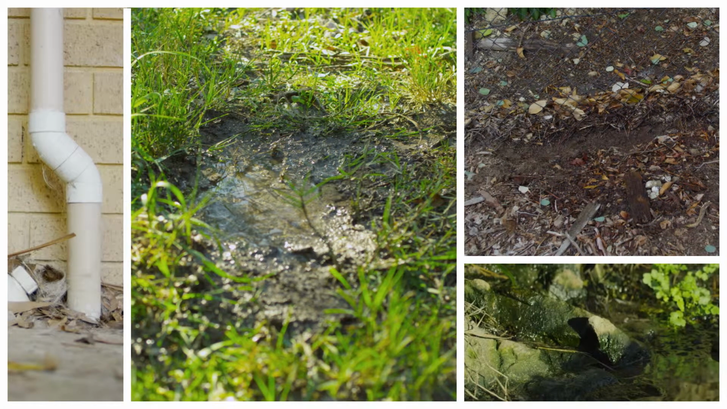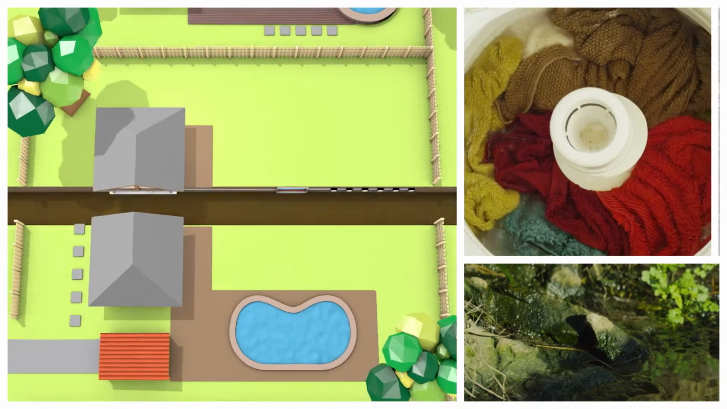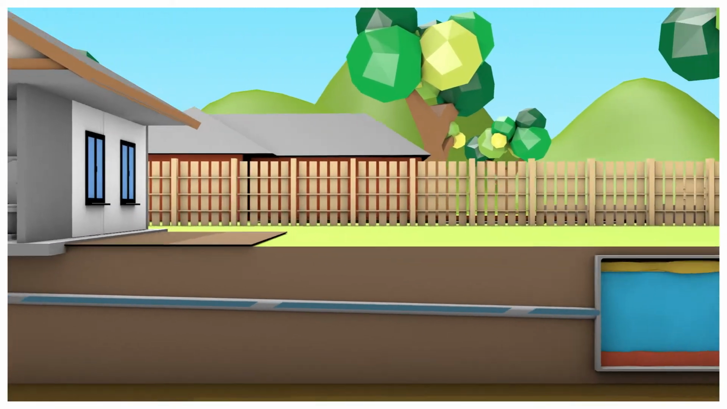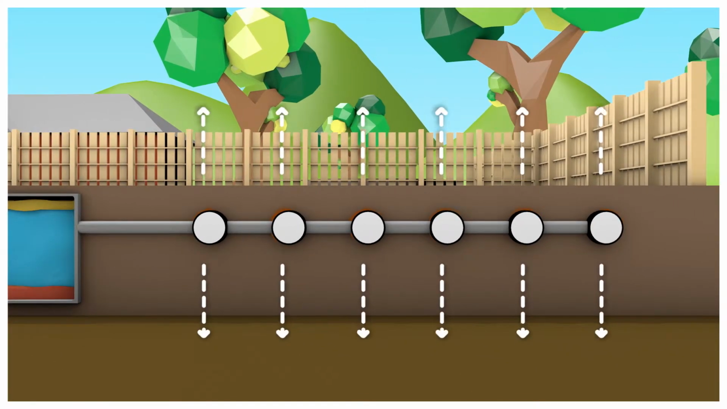An on-site wastewater treatment system does not have to be old or faulty to be failing. If any of the wastewater, either treated or untreated, is leaving your property, then it's failing to do its job. All wastewater generated by your household should flow into your treatment system and then into its dispersal field.